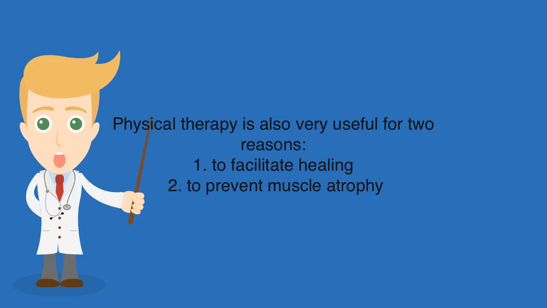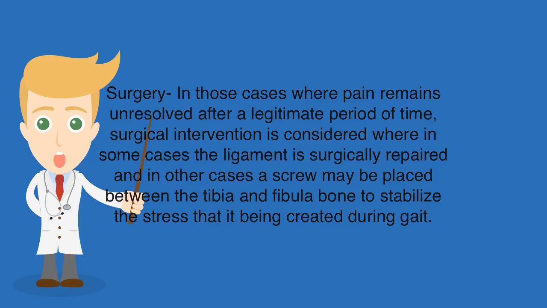Physical therapy is also very useful for two reasons. 1. To facilitate healing. 2. To prevent muscle atrophy. Surgery. In those cases where pain remains unresolved after a legitimate period of time, surgical intervention is considered, where in some cases the ligament is surgically repaired and in other cases a screw may be placed between the tibia and fibula bone to stabilize the stress that is being created during gait.